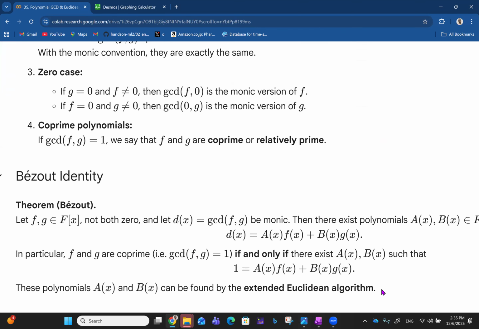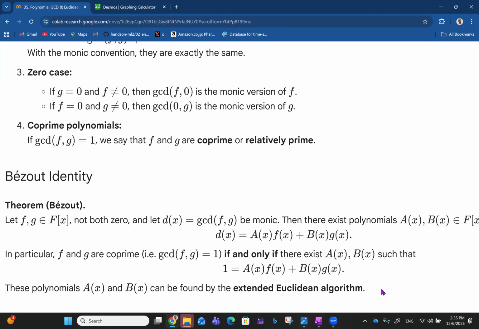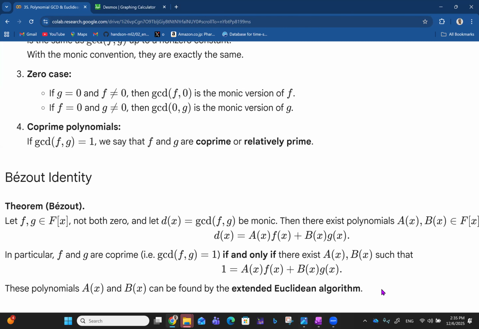Then we have the Bézout identity. The Bézout identity tells us still something more about this.